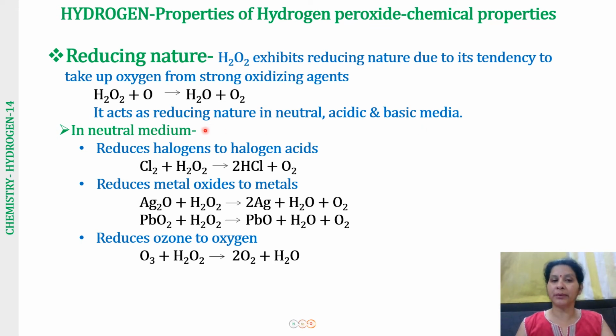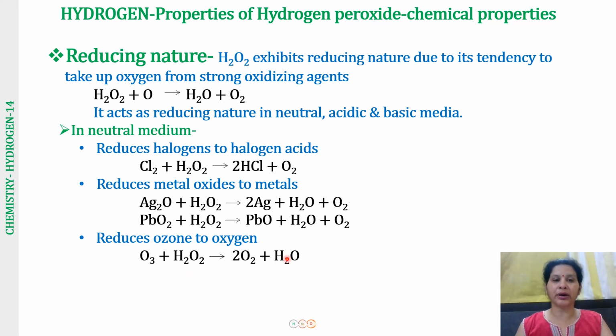So in the neutral medium, this reduces halogens to halogen acids: chlorine plus H2O2 forming HCl and O2. Right? This reduces metal oxides to metals. So Ag2O plus H2O2 is going to form silver plus water plus oxygen. PbO2 in reaction with H2O2 will form PbO plus H2O plus O2. So you're seeing in all these reactions that O2 is getting evolved. It reduces ozone to oxygen, so O3 plus H2O2 forms O2 plus water.